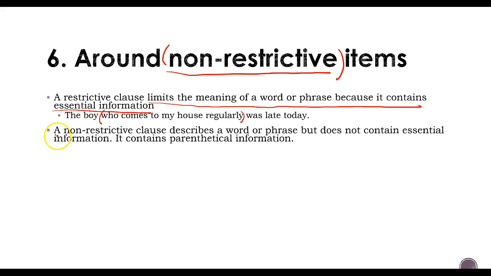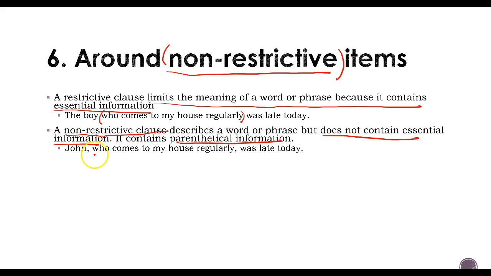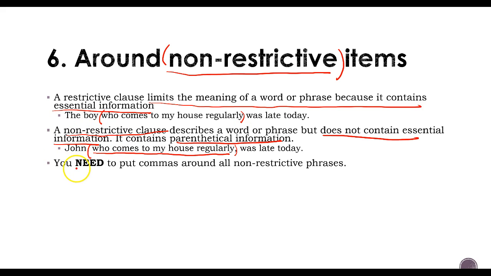No commas. A non-restrictive clause is one that describes a word or phrase but does not contain essential information. It contains parenthetical information, or information that's not essential to the sentence and not that important. John, who comes to my house regularly, was late today. So in this case, who comes to my house regularly is sort of like a side note or parenthetical, right? The sentence is the same. John was late today, or John, who comes to my house regularly, was late today. So here's the rule. You need to put commas around all non-restrictive phrases. So if the phrase isn't that important to the sentence, make sure you put commas around it.